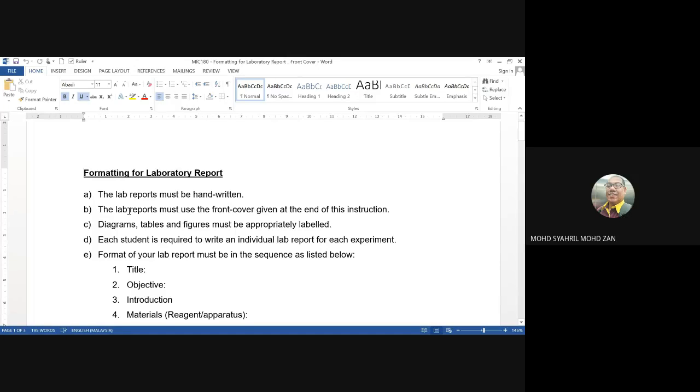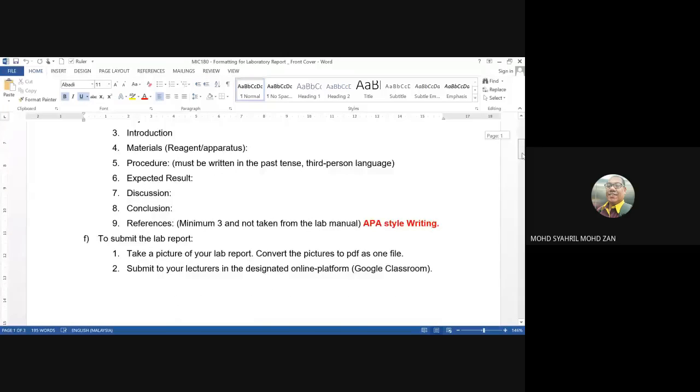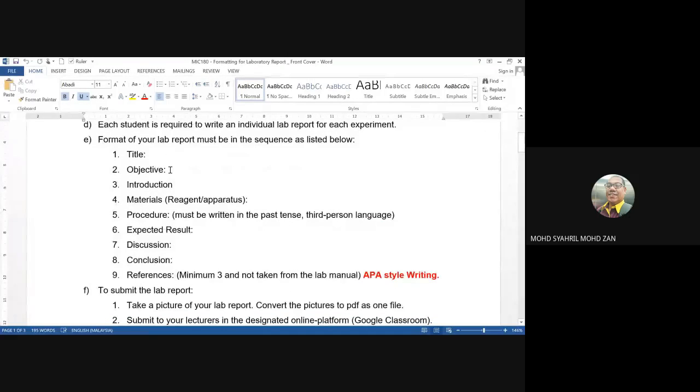Diagrams, tables, and figures must be appropriately labeled. Each student is required to write an individual lab report for each experiment, which means you have to do it on your own. One report, one student. The format of your lab report must be sequenced as listed below. Number 1 will be your title. Number 2, objective. The title can be the same, the objective slightly can be the same, but you must have what we call modified from the original one.